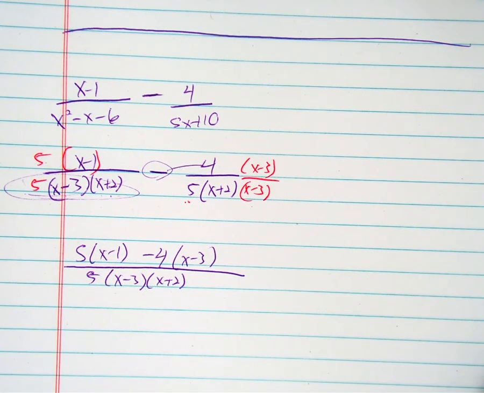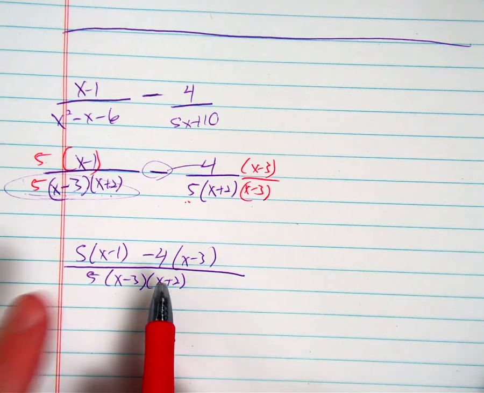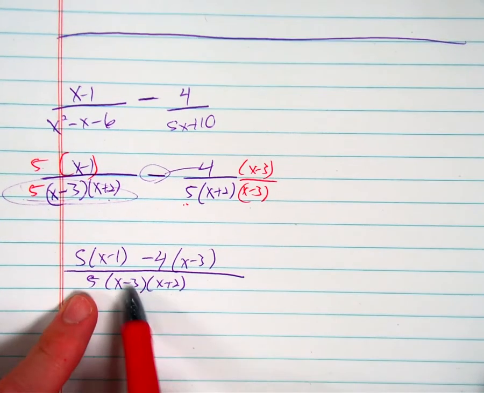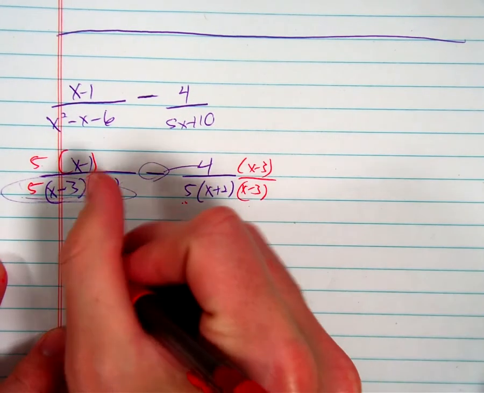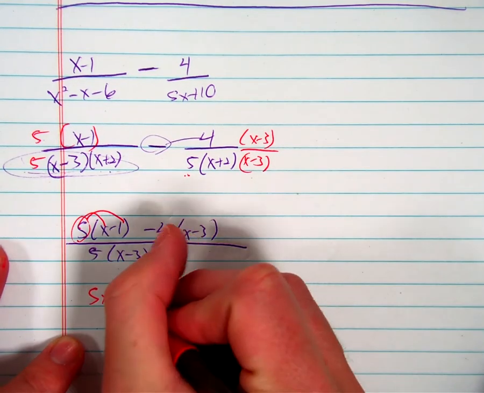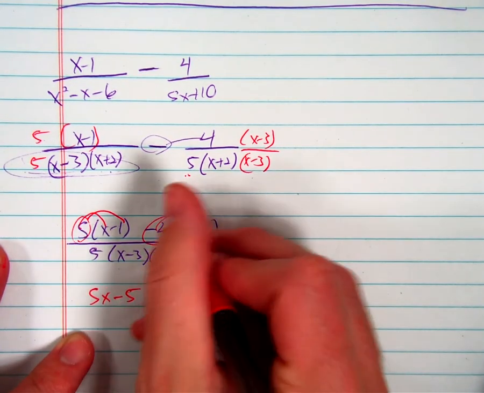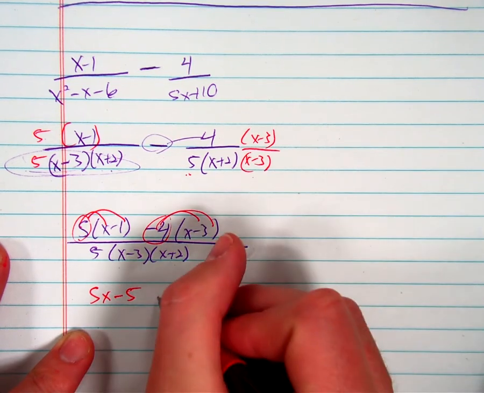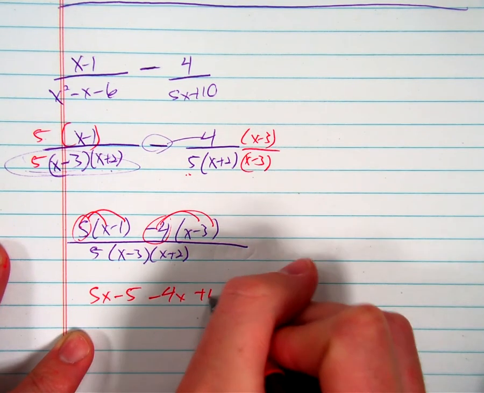Okay, for these problems, you have to simplify the tops. You don't have to simplify the bottoms, so be happy about that. But you do have to simplify the tops. So 5 times x, 5 times negative 1, negative 4 times x, negative 4 times negative 3.